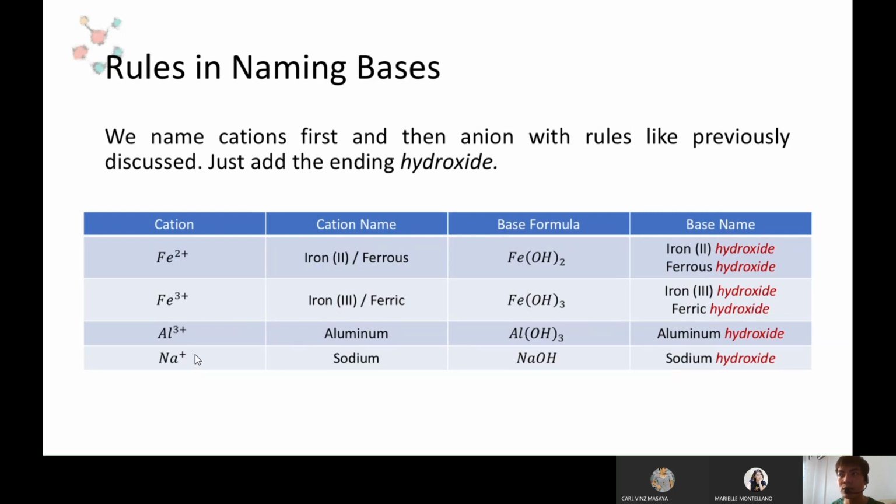So Na+. Ang pangalan niya is sodium. So ilang OH kailangan? Isa lang because 1 lang yung charge niya. So the formula is just simply NaOH or the name will be sodium hydroxide. Ito yung ginagamit pang linis ng CR kapag barado. So, ganun lang kasimple yung naming sa dulo.